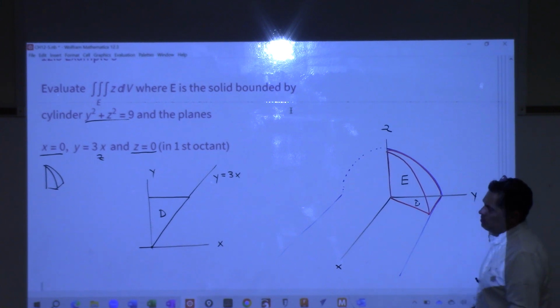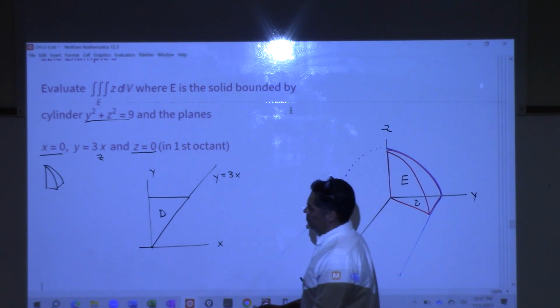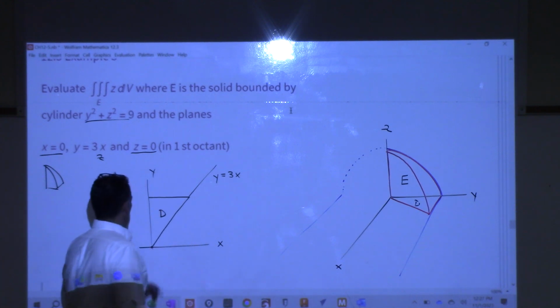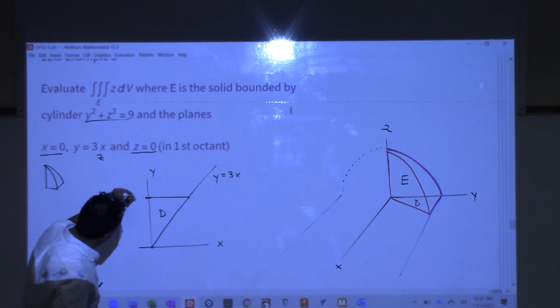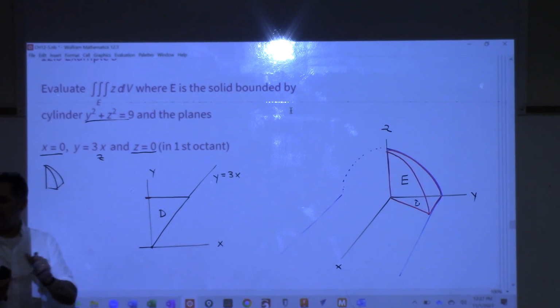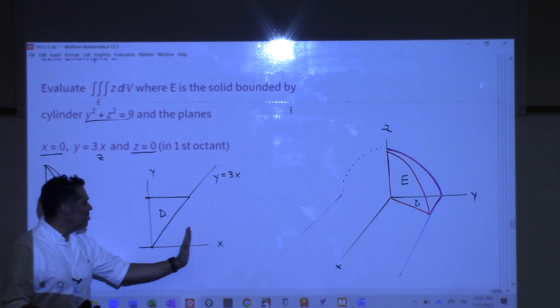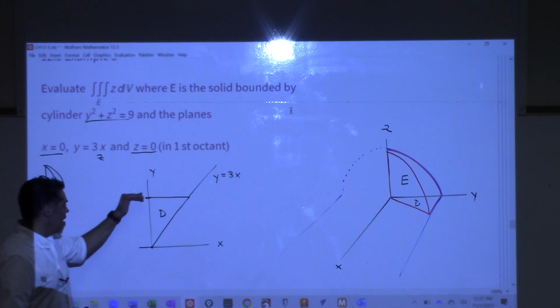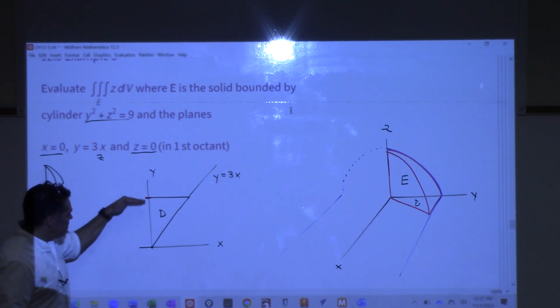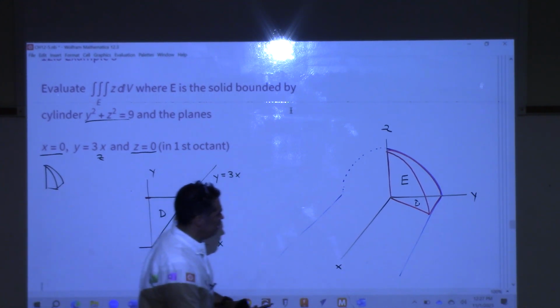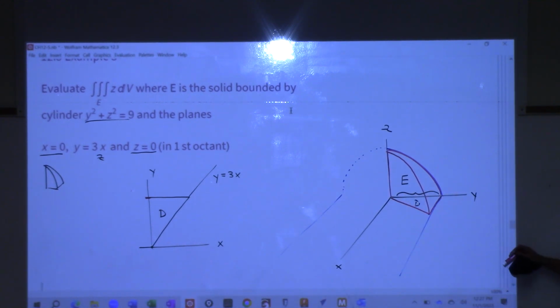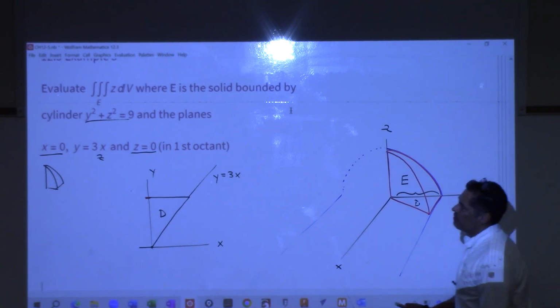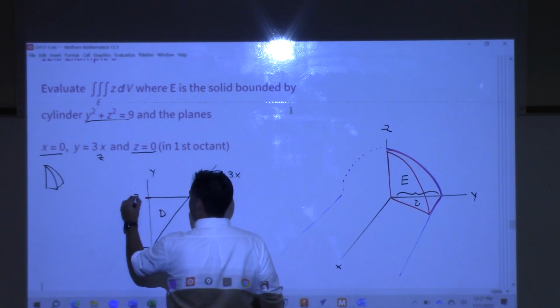So hold on. What is this? Because remember, we're trying to do a type 1 here. We're going to try and get our x's between two constants, our y's between two functions. Do we know this from here to here? What is that on this picture over here? It's 3. Why is it 3? It's the radius of the cylinder. So this is 3.